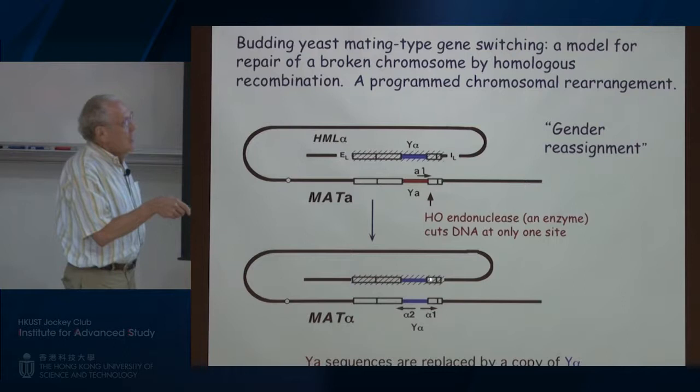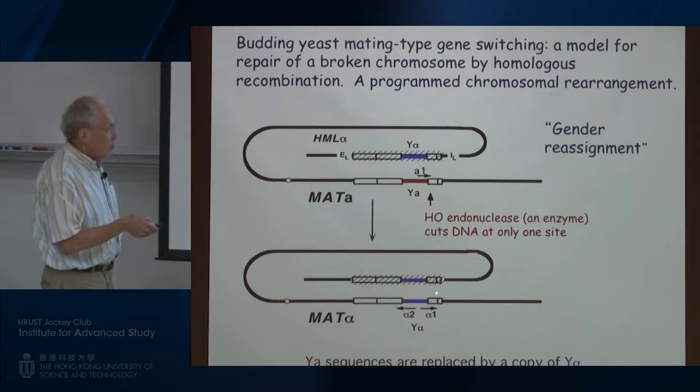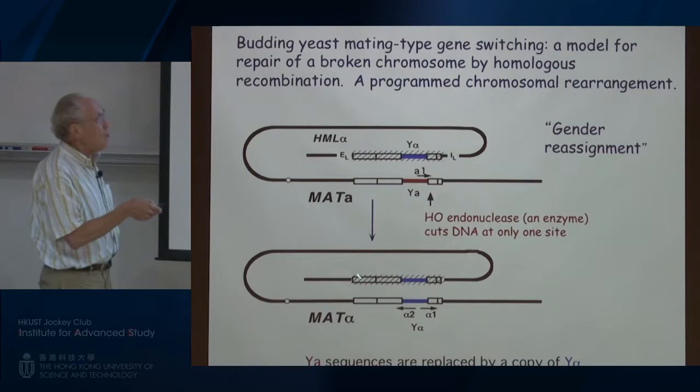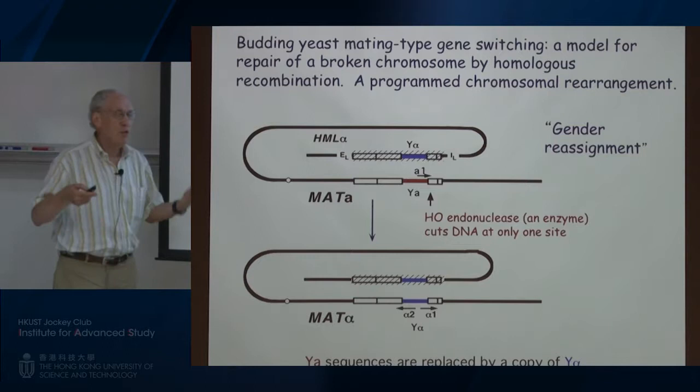And another story for another time is the fact that this region is made heterochromatic by modifications of the histones across this region. So the histones in this region are modified, and the enzyme that ought to be able to cut here can't cut here. So all the breakage happens at the MAT locus, and the donor sequence, the template from which these sequences are going to be removed and replaced, remains unbroken. And that was critical for the way in which this process works.